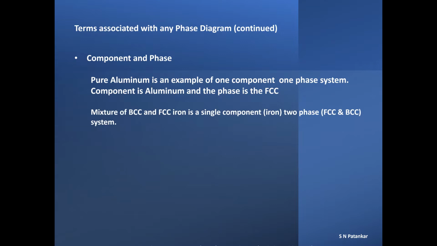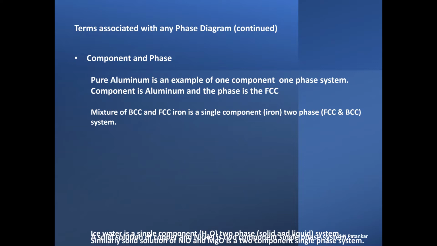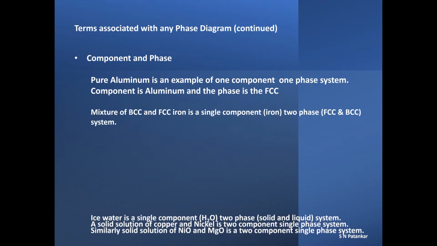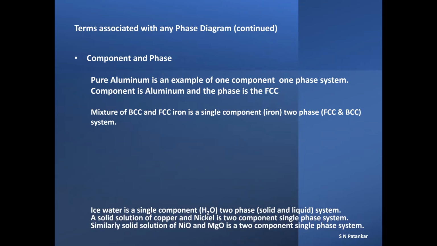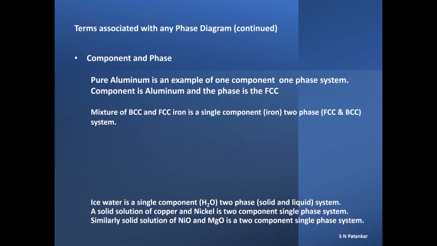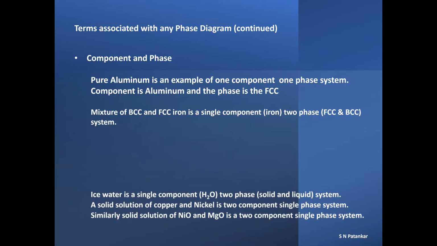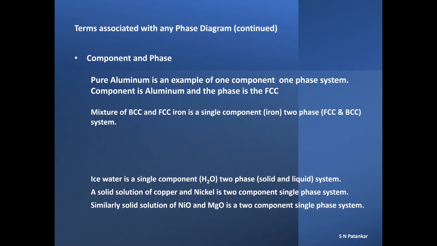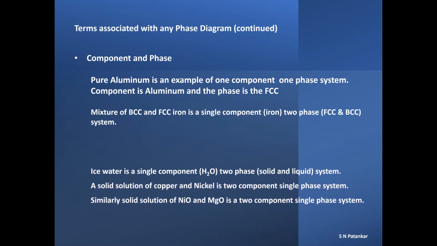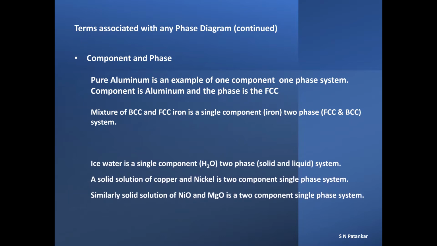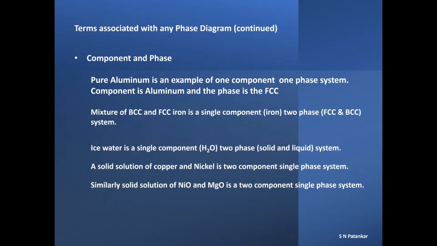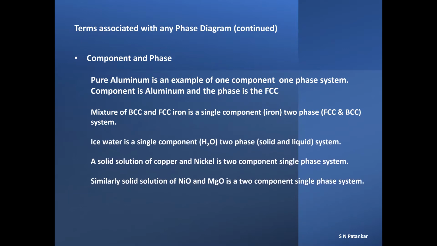Pure aluminum is an example of one-component, one-phase system. In this case, the component is aluminum and the phase is the aluminum with FCC structure. Mixture of BCC and FCC iron is a single-component, iron, two-phase, FCC and BCC, system. Ice water is a single-component, H2O, two-phase, solid and liquid, system. A solid solution of copper and nickel is two-component single-phase system. Similarly, solid solution of nickel oxide and magnesium oxide is a two-component single-phase system.